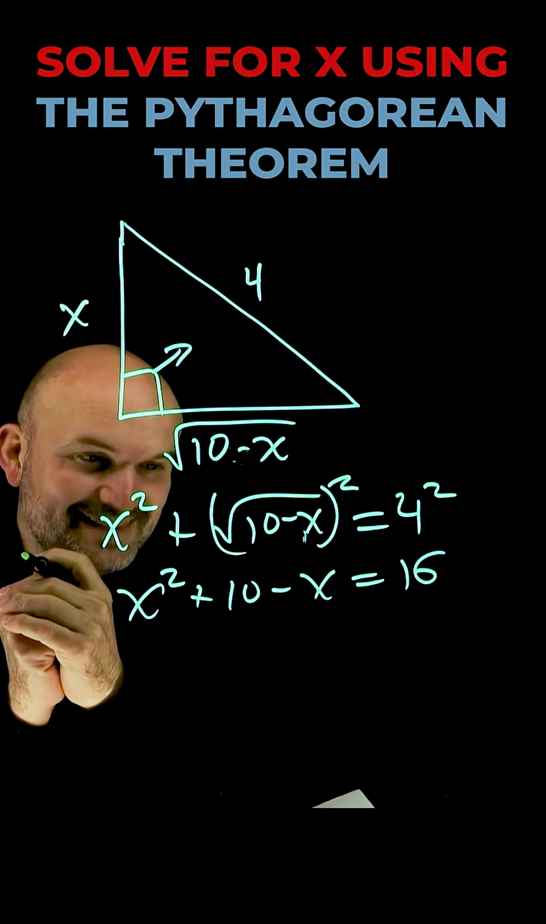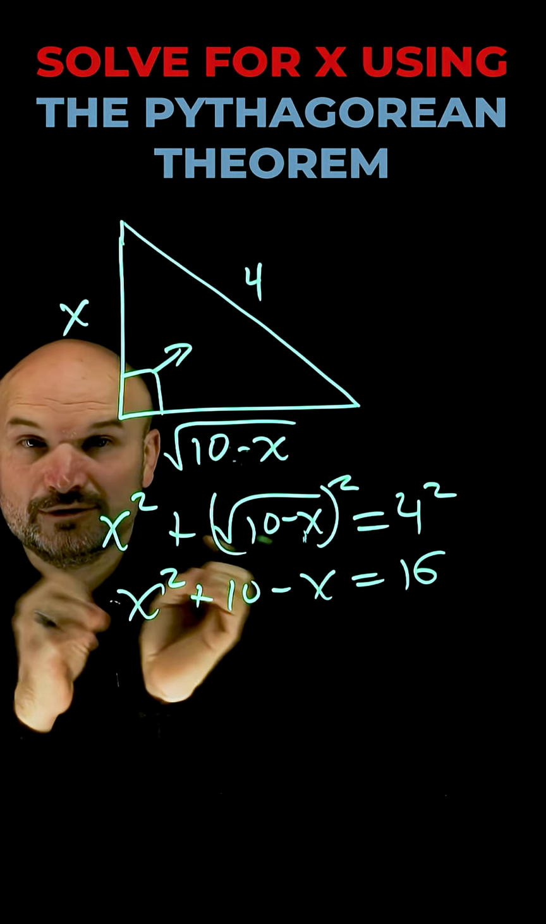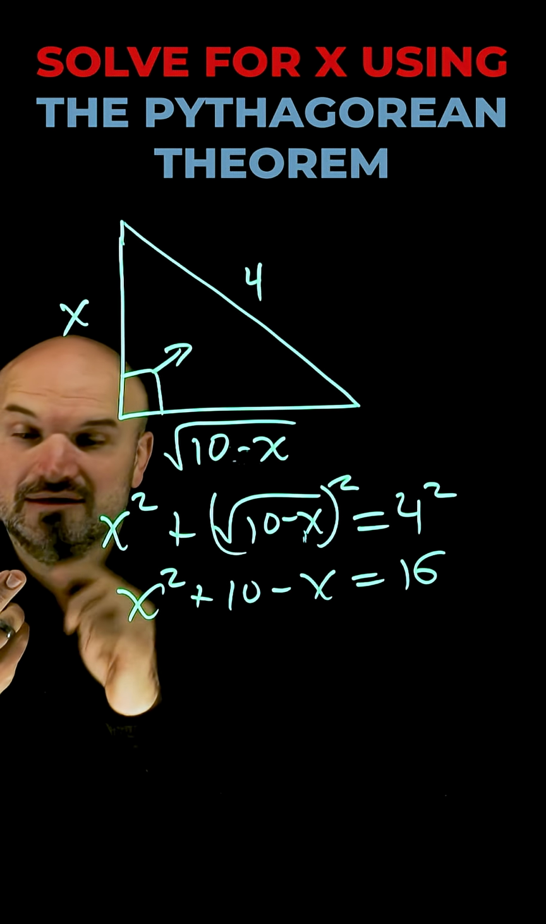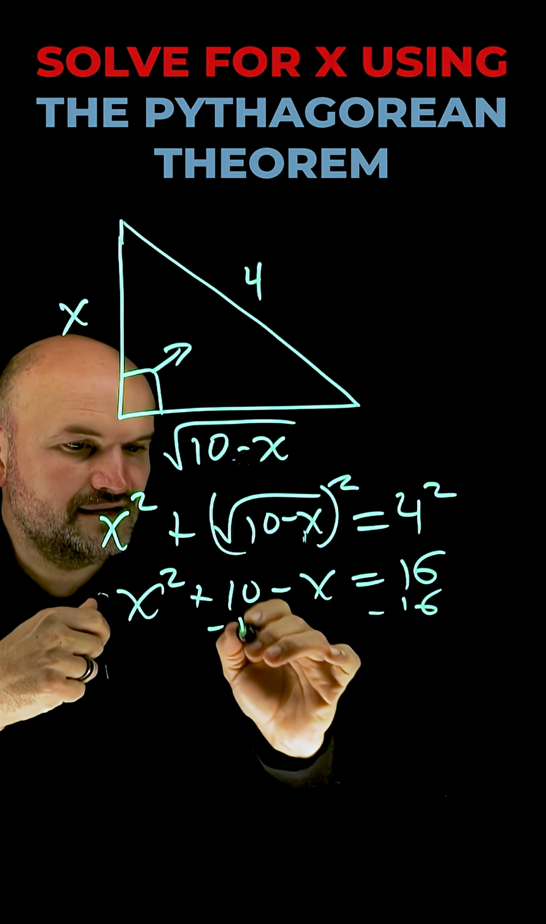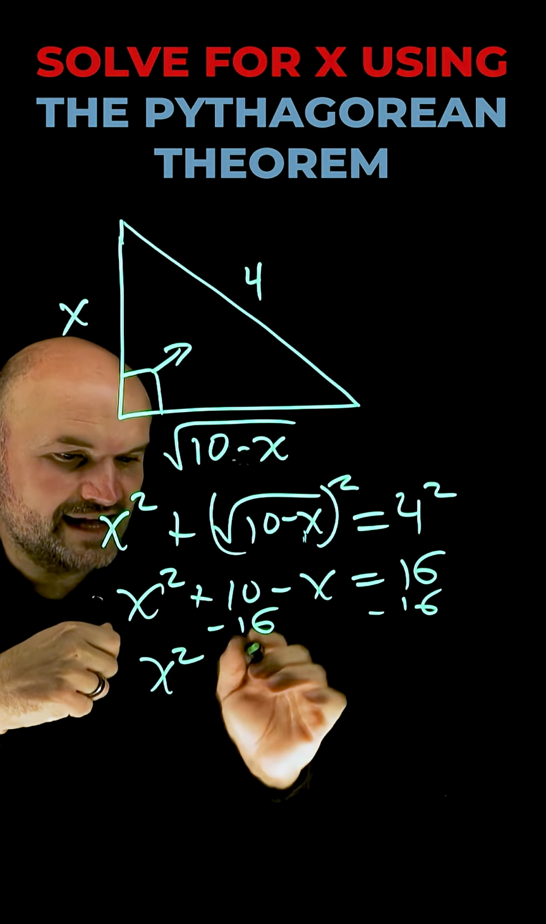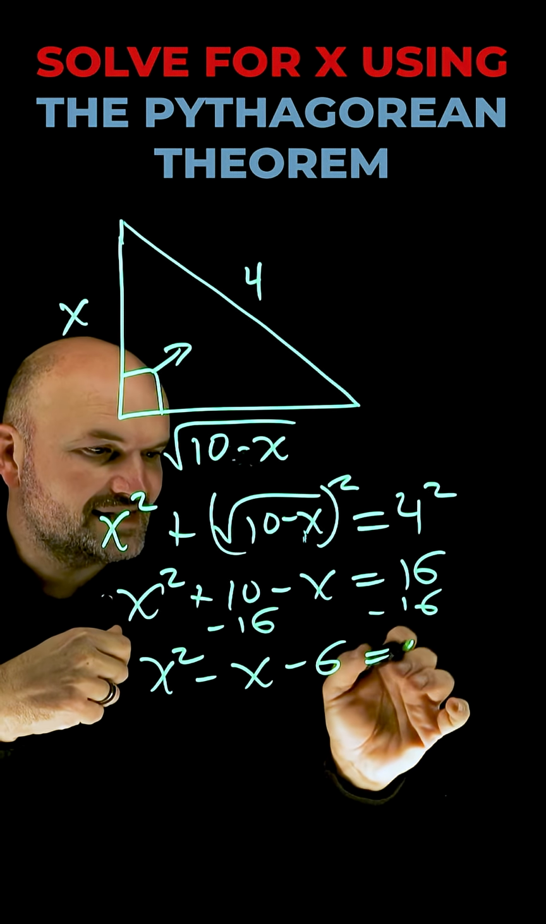Now I recognize this is a quadratic. And if I remember anything about solving quadratics, I gotta get it equal to 0. Then I can use factoring, completing the square, or good old quadratic formula. So I'm gonna subtract the 16 from both sides, and I'll rewrite this as x squared minus x minus 6 is equal to 0.